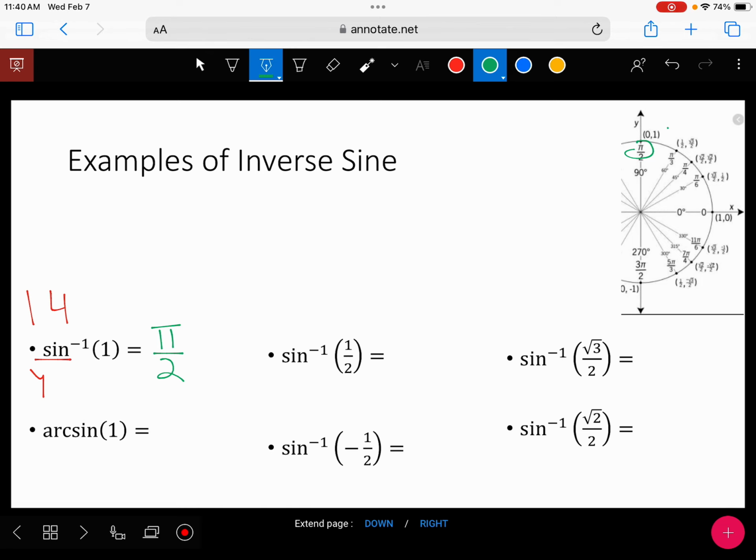The next one, inverse sine of 1/2. Okay, sine's going to be the y coordinate. So I need to figure out the y coordinate that's 1/2 in quadrants 1 or 4. As I go down, that's 1, that's root 3 over 2, root 2 over 2, 1/2. There we go. So then I found that that's my point. I just have to identify the corresponding radian, corresponding angle measure. Here, it's pi over 6. So that's my answer.